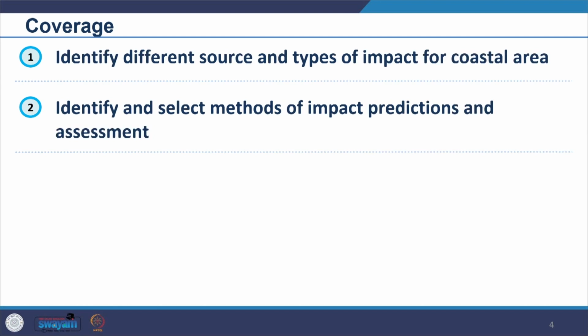So accordingly, our learning outcomes will be that after completion of this particular session, you should be able to identify different sources and types of impacts for coastal areas. And then you should be able to identify and select methods of impact prediction and assessment. So we're not going to get into too extensive details of the methods, but we'll look at what are the different methods which are available for the domain.